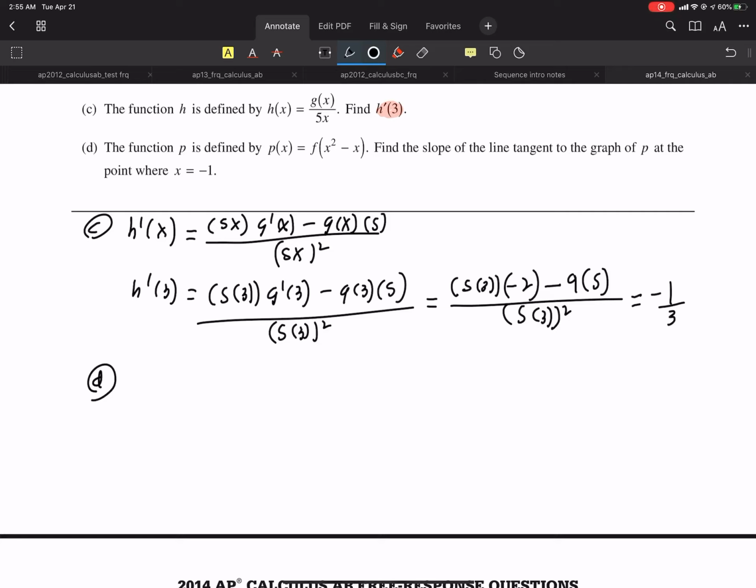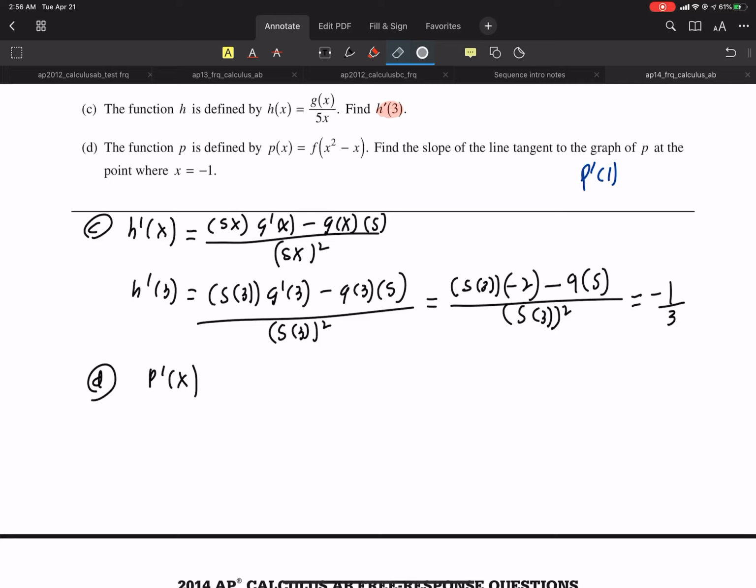This is P. Find the slope of the tangent line of P at -1. So a couple concepts. Slope of the tangent line, you should know that's a derivative. So in other words, it's asking for, I'm going to reinterpret this, P prime at -1. So the first thing you have to show them is you know how to find P prime of x.